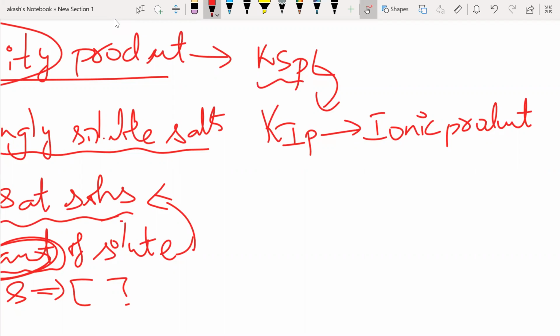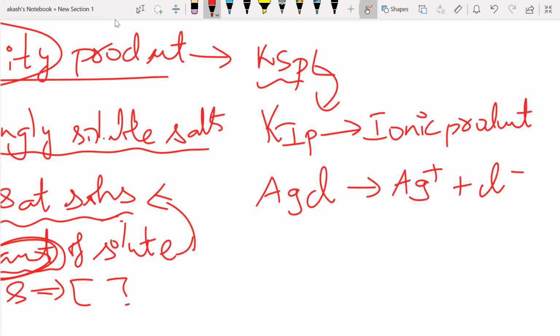Let me take some examples. Let me take a sparingly soluble salt such as AgCl, which is not that soluble in water. It is going to give me Ag plus and Cl minus. If it's solubility product, remember that I'm always talking about saturated solutions. Say the solubility of AgCl was S, that means this is the amount of AgCl present. Obviously, according to stoichiometry, it's going to be S and S here.